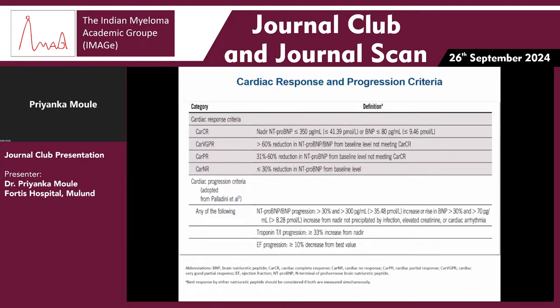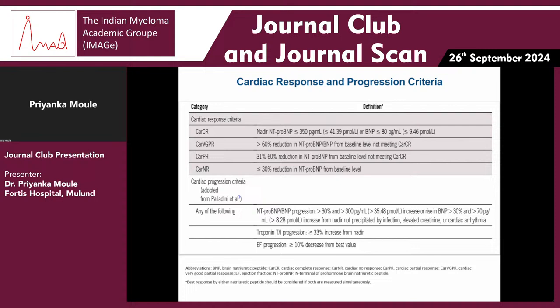So this is the graded cardiac response and progression criteria that they are using. Cardiac CR, a complete response, is seen when the nadir NT-proBNP is less than 350 picograms per ml or the BNP is less than 80 picograms per ml. A VGPR when more than 60% reduction is achieved from the baseline values. Partial response when the reduction is 31 to 60%, and non-response if it is less than 30%.